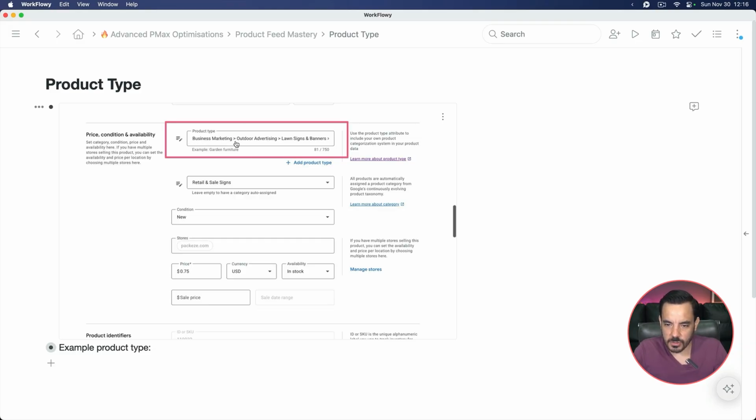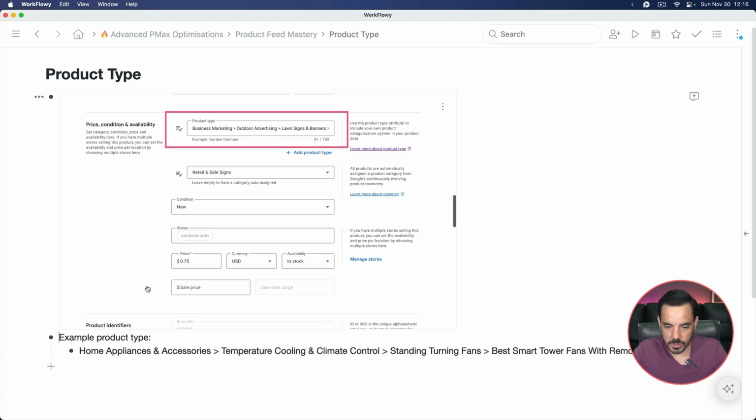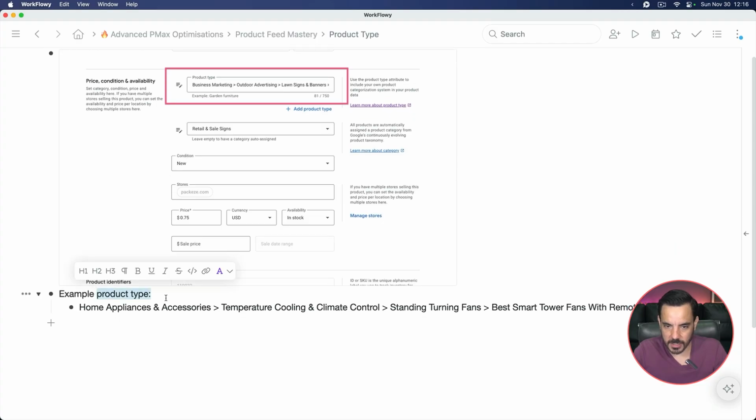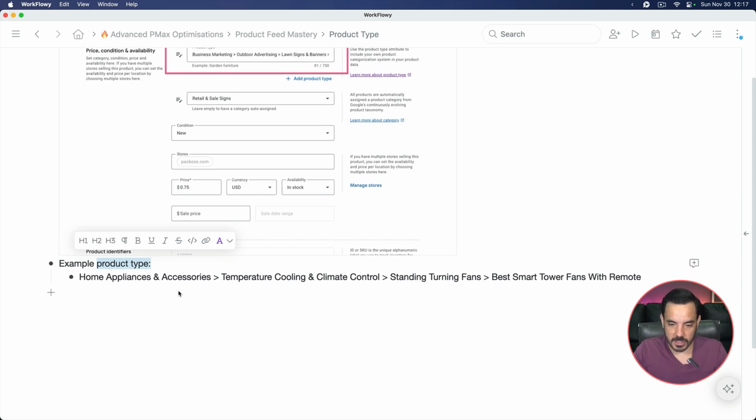And what you can actually do here is create a 4-level deep product type, and then again, stuff it with keywords. So if I was doing product type optimization for that tower fan product that we were just looking at, I would have something like this. I would start really broad with home appliances and accessories, and then you separate it into different levels with this symbol here. And the next level, temperature, cooling, and climate control, then standing, turning fans, and then best smart tower fans with remote.